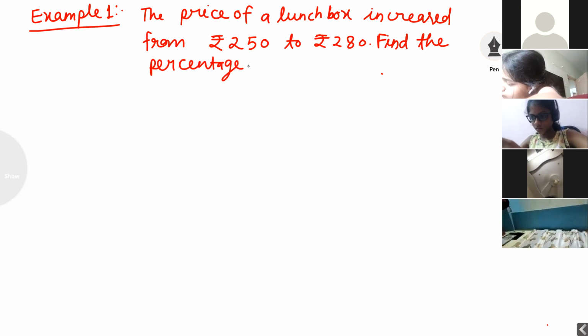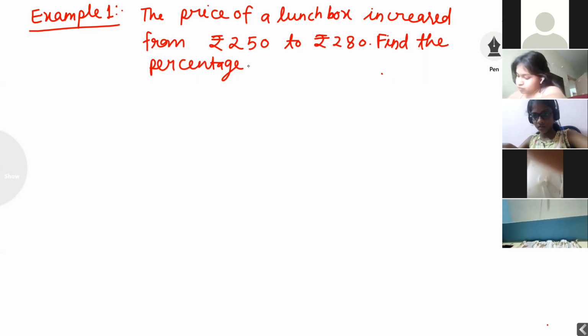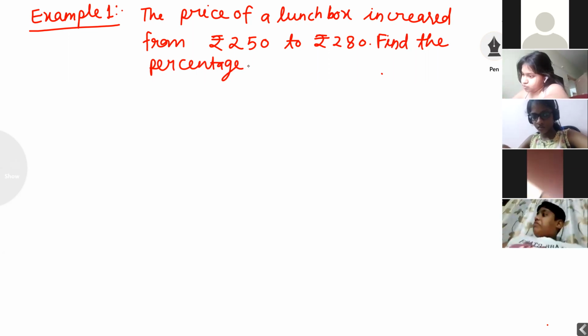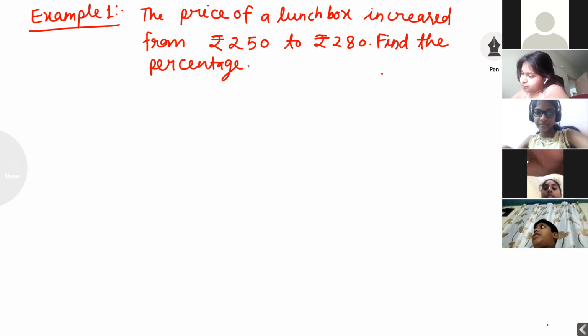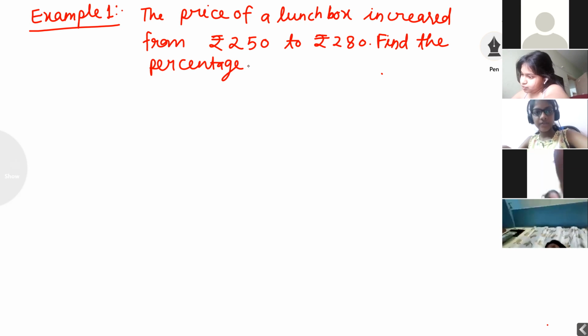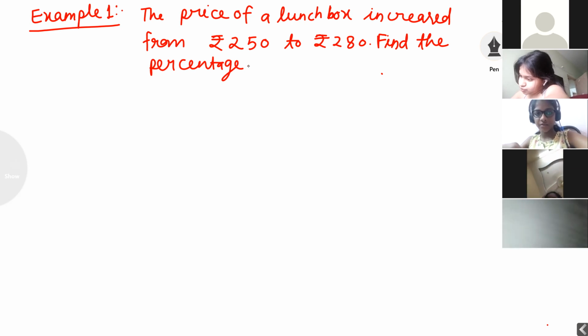Now, firstly, students, I want to check whether I need to find the increase percentage or the decrease percentage. Increase percentage, because the price of the lunch box was 250 rupees, and now from 250 to 280, the price has increased. If the price has increased, I want to apply the increase percentage formula. Note down.